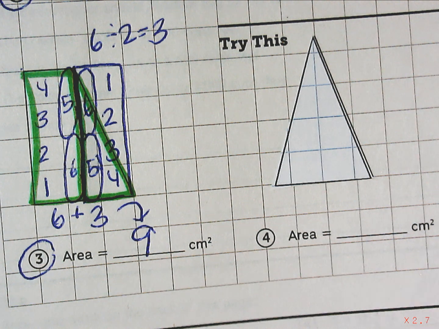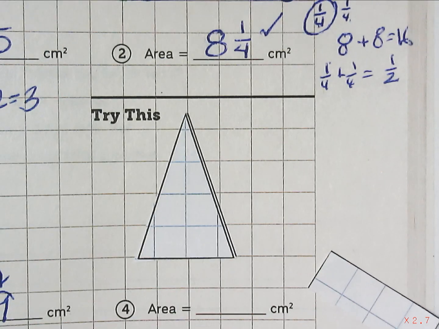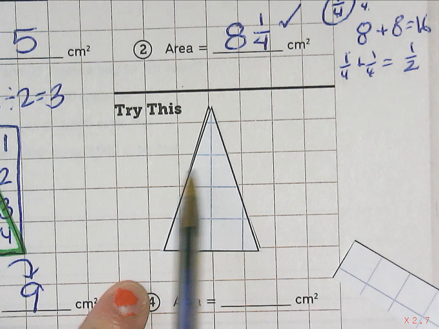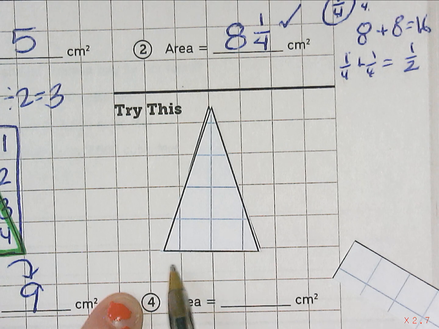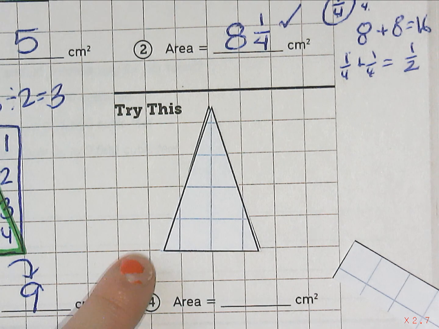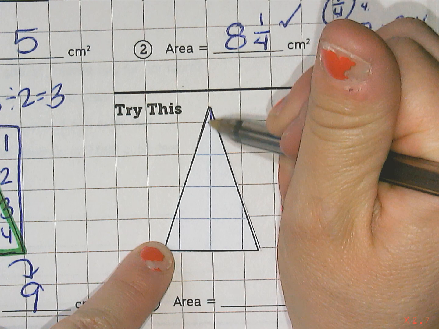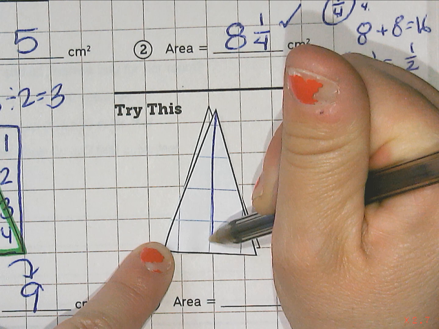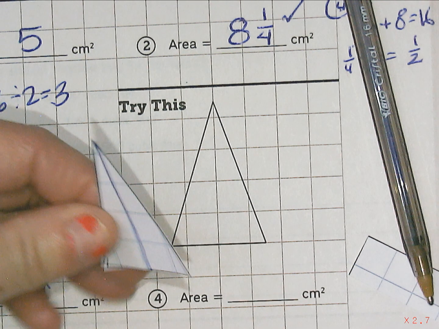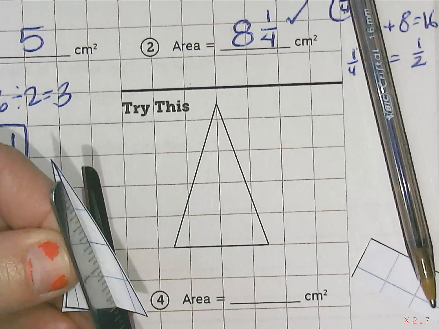Okay, so for number 4, it says try this. We've got an isosceles triangle, so it has two congruent sides. Unlike our other triangles, it does not have a right angle. But I noticed something. If I cut this guy directly in half, I have two congruent right triangles.